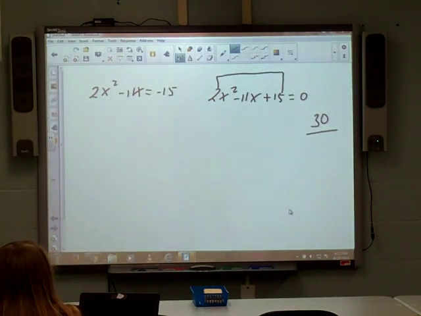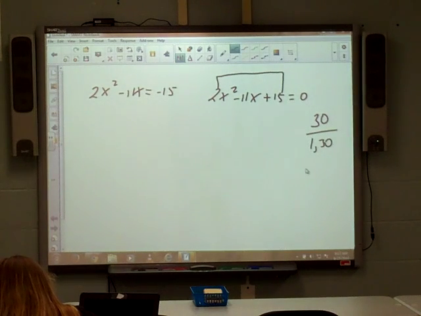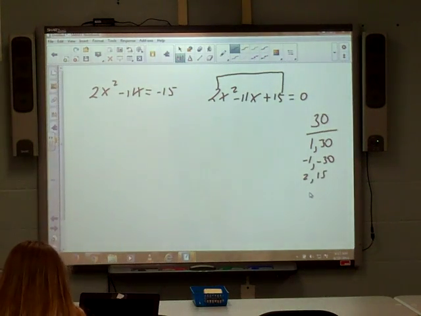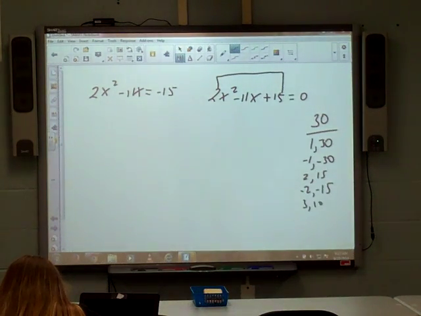Alright, factors of 30. That could be 1 and 30, negative 1 and negative 30. If you already know the ones you're looking for, you don't have to go through this list every time. But I'm doing it because we're still new here. 3 and 10, negative 3 and negative 10. 5 and 6, negative 5 and negative 6.